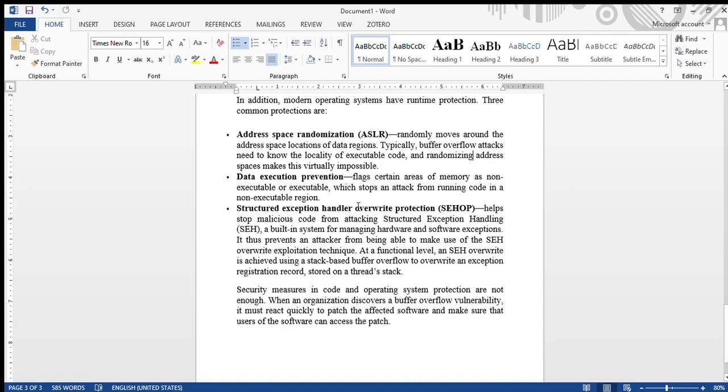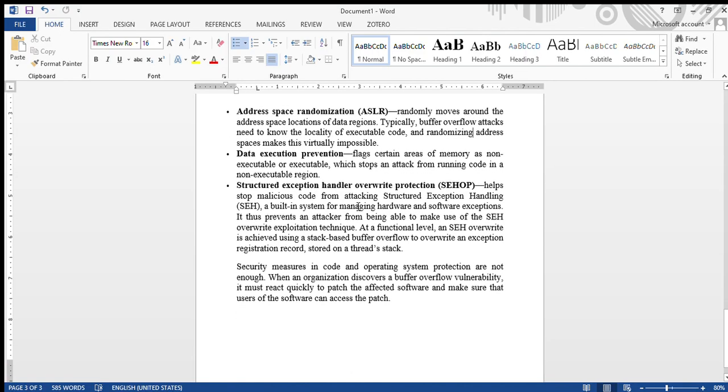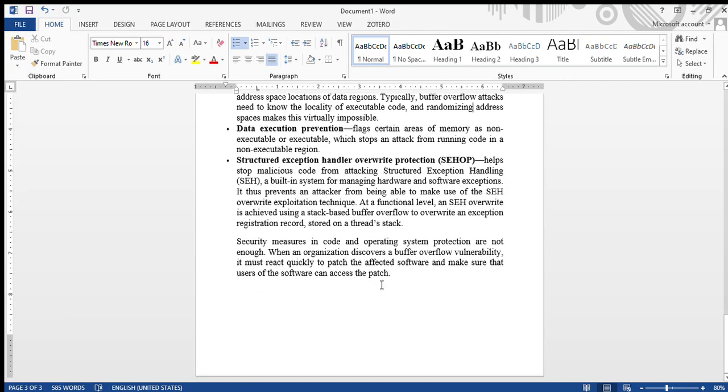Next, data execution prevention flags certain areas of memory as non-executable or executable, which stops an attack from running code in a non-executable region. Structured exception handler overwrite protection, SEHOP, helps stop malicious code from attacking structured exception handling, the built-in system for managing hardware and software exceptions. These security measures in code and operating system protections are not enough, so when an organization discovers a buffer overflow, it must respond quickly and patch the affected software. Make sure that users get access to the patch. So a buffer overflow attack is an intentional threat to software.